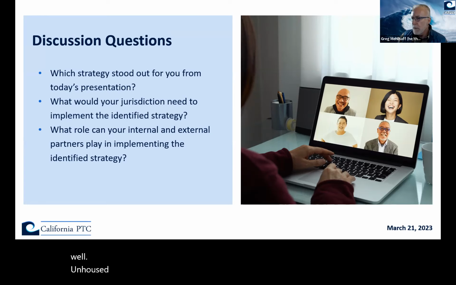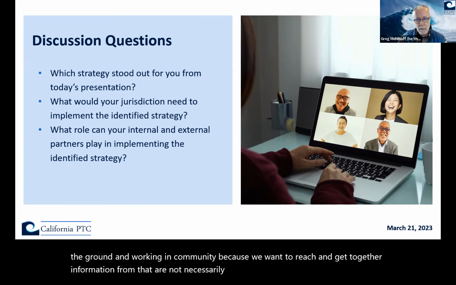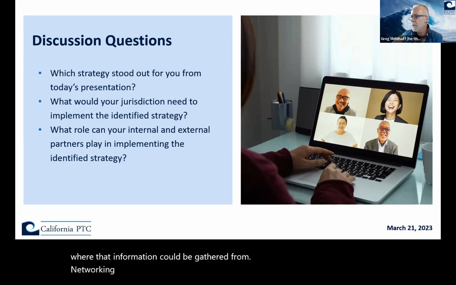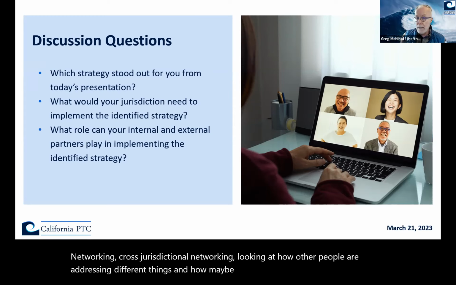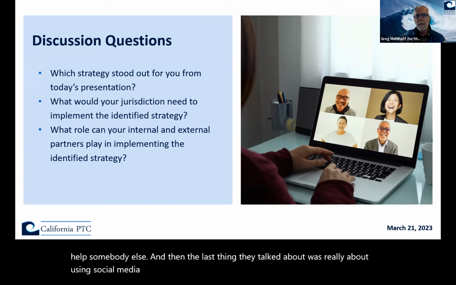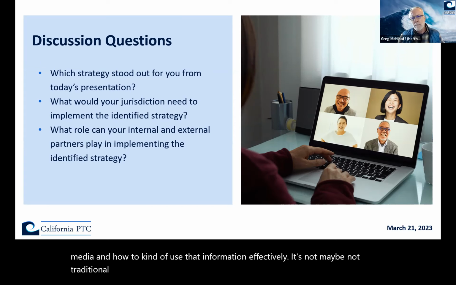The importance of making connections with people who are boots on the ground and working in communities that we want to reach and gather information from, that are not necessarily accessing services elsewhere where that information could be gathered. Networking, cross-jurisdictional networking, looking at how other people are addressing different things and how what you're doing in your jurisdiction might help somebody else. And then the last thing we talked about was using social media and understanding the habits of the community based on social media and how to use that information effectively. It's maybe not traditional public health data, but it's information about a community that could be useful.